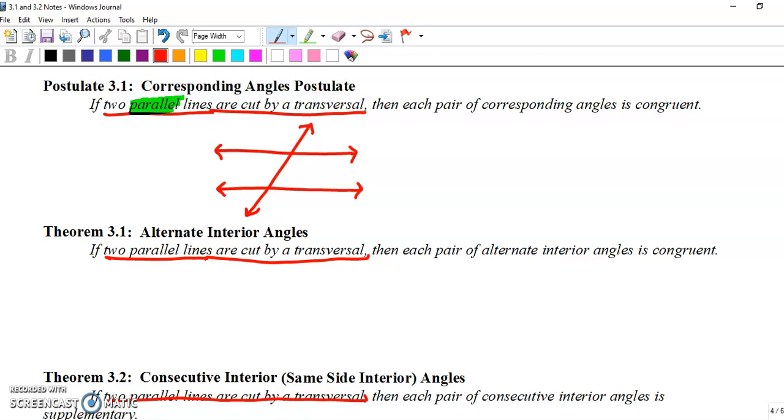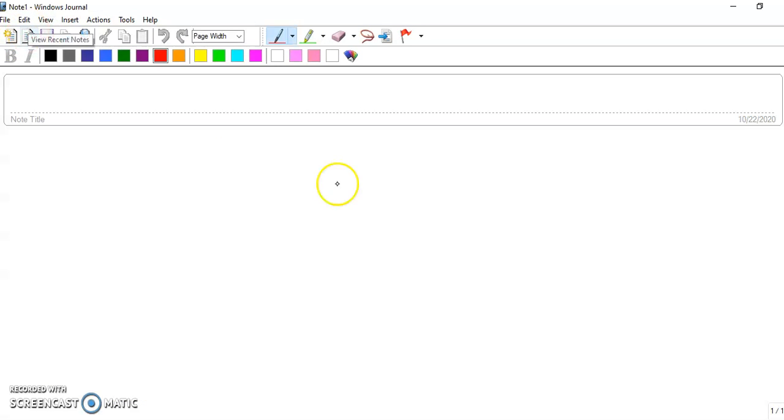Then we have angles that are the same size. We know vertical angles are the same size. If I just number these, however, it says any pair of corresponding angles is the same size. We know that angles 2 and 5 are the same size. We know that angle 1 is going to be the same size as angle 6.